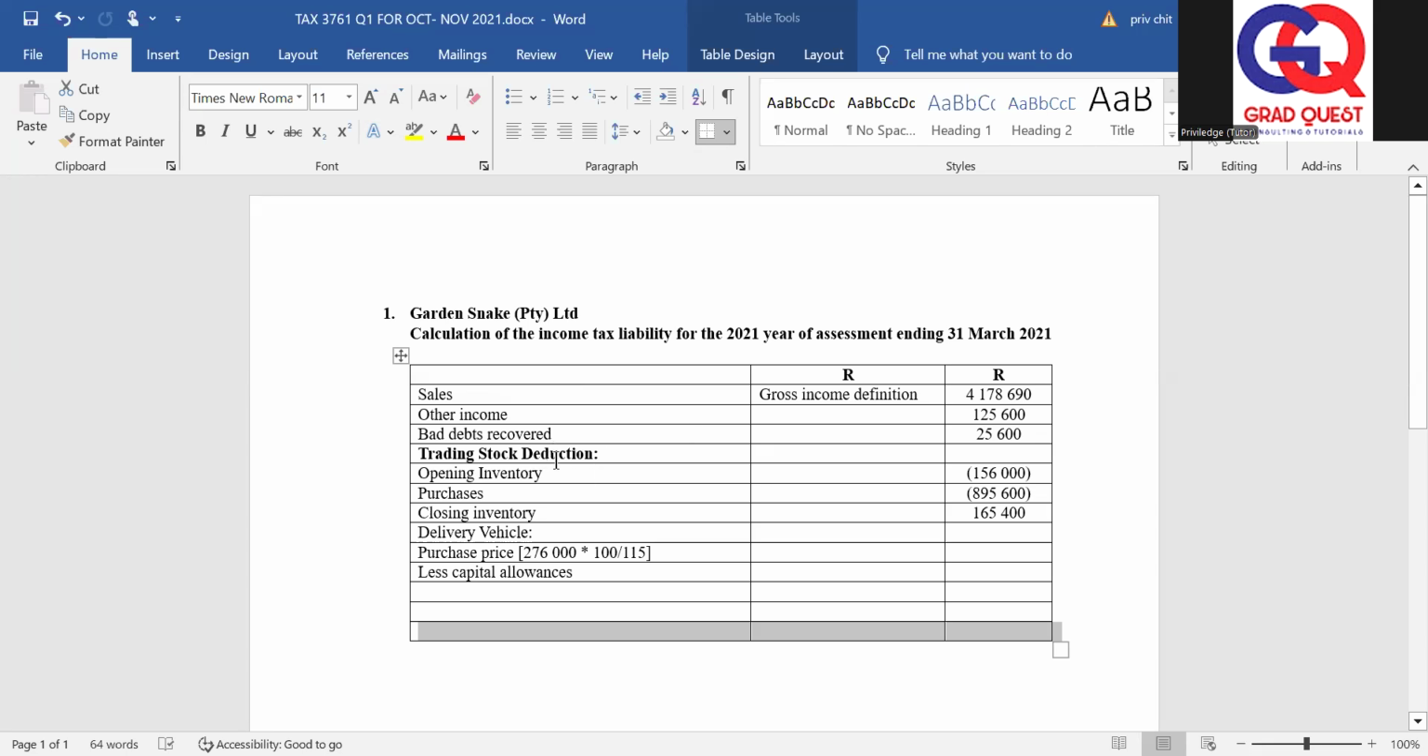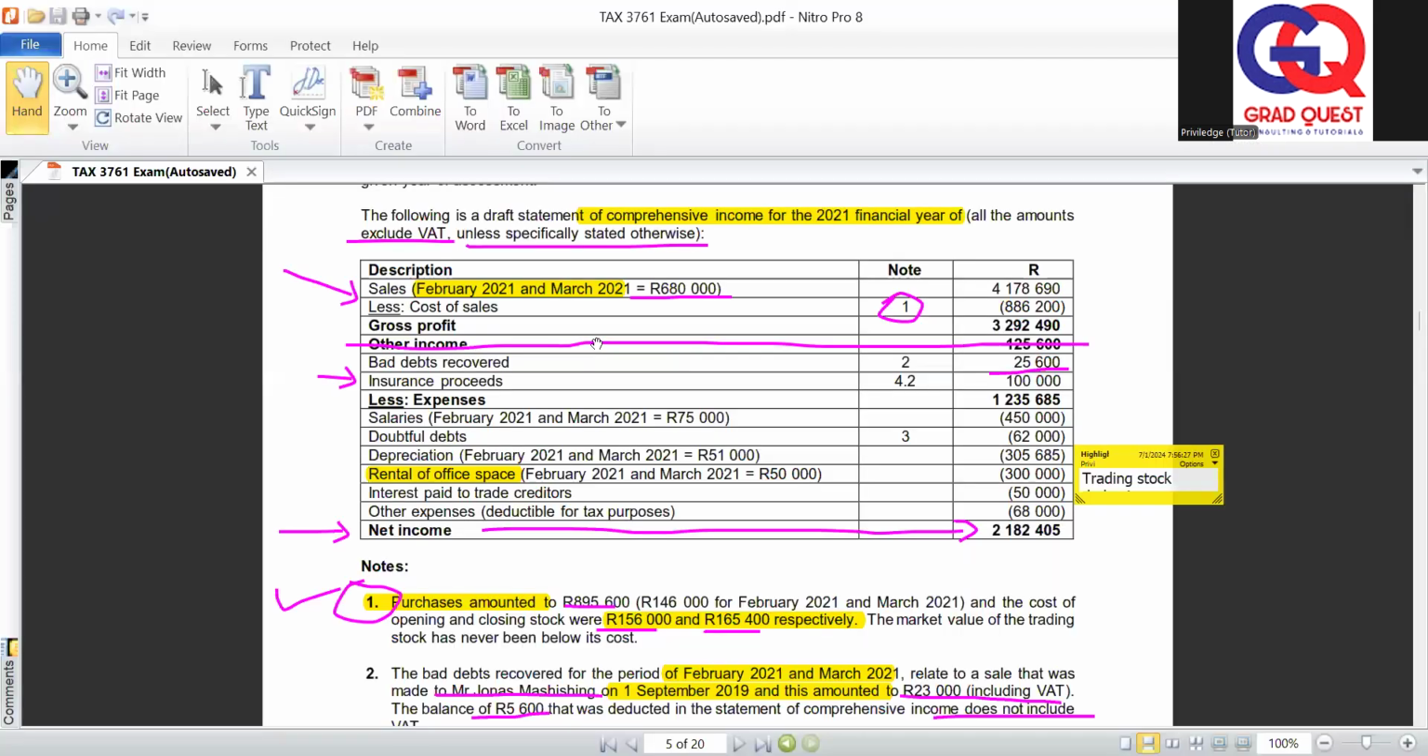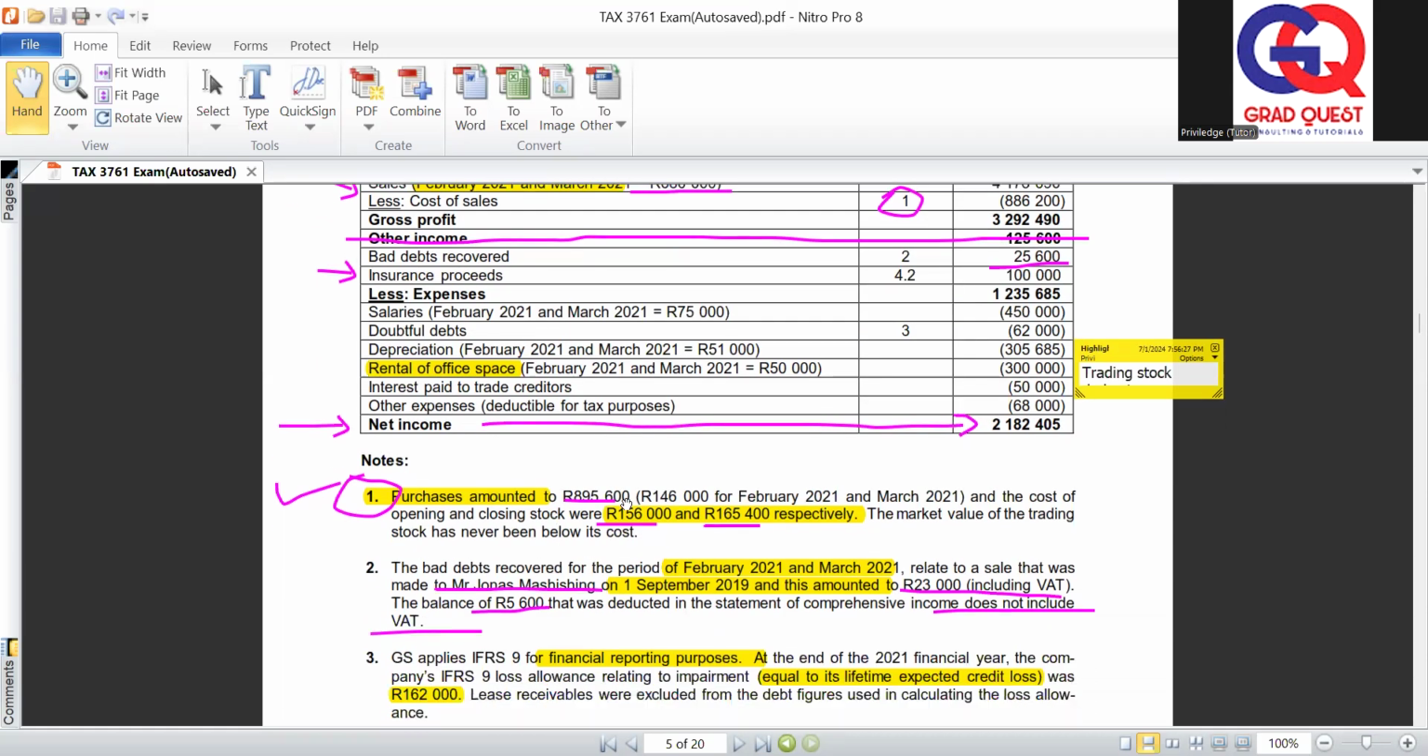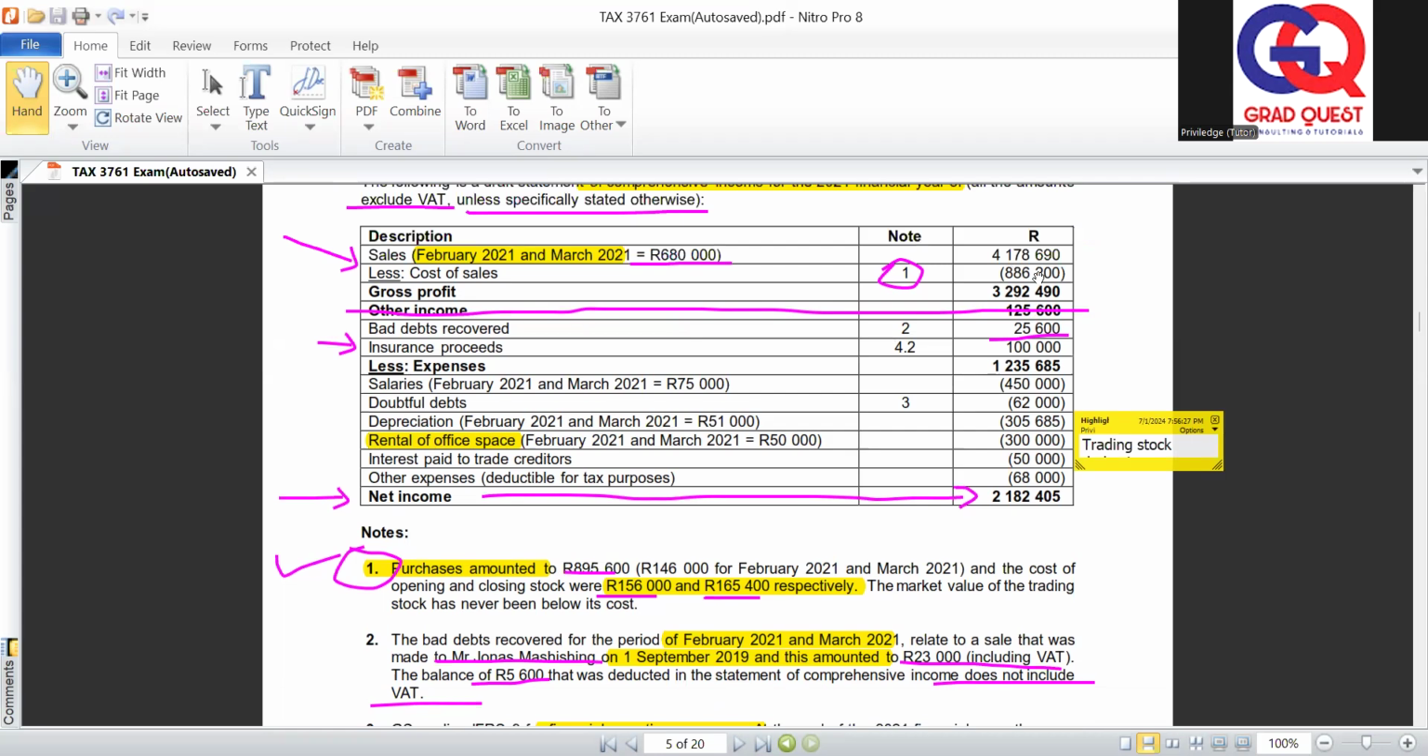There was an aspect about the trading stock, that trading stock deduction that we needed to account for. Where that information was emanating from was note number 1, where they're telling you the breakdown of what resulted in the cost of sales of 886,200. So you could not just take this amount as it is and paste it in the calculation of your income tax liability for this taxpayer. You needed to reflect it correctly.